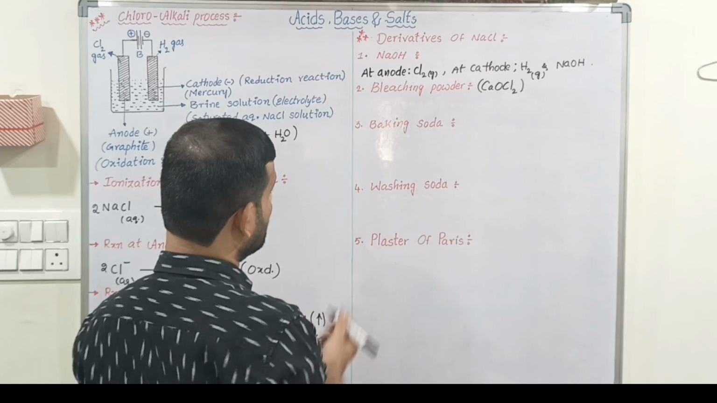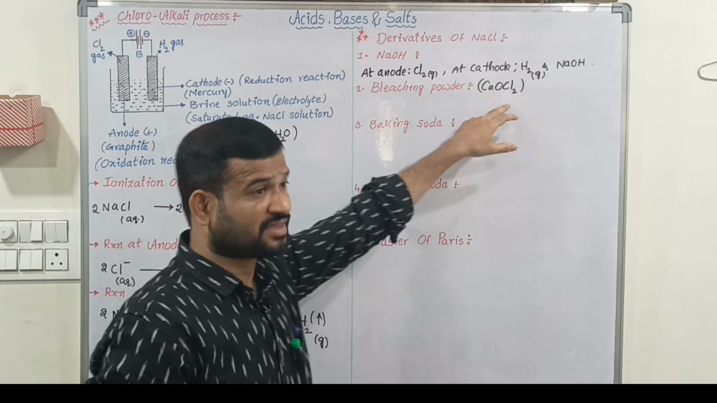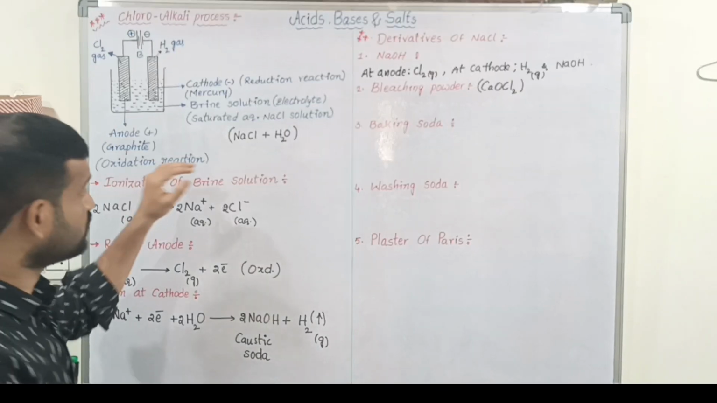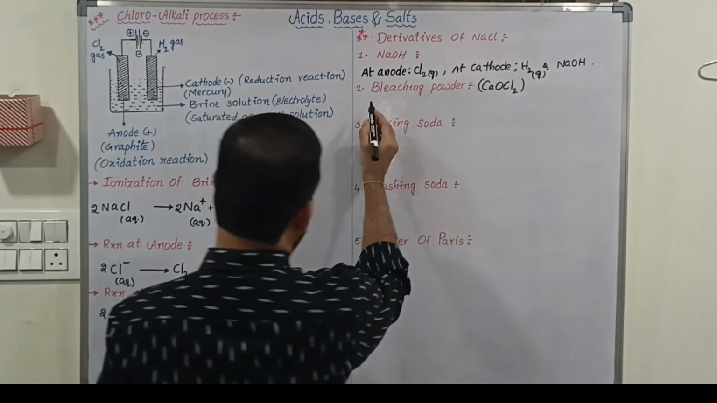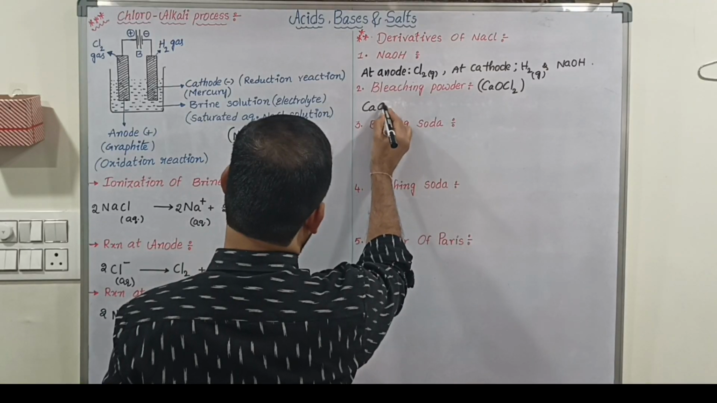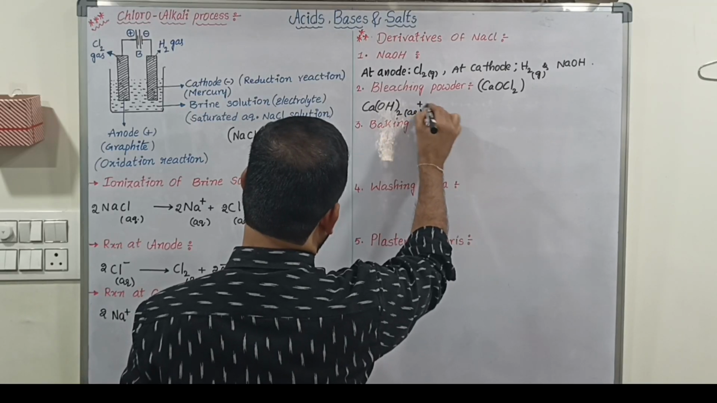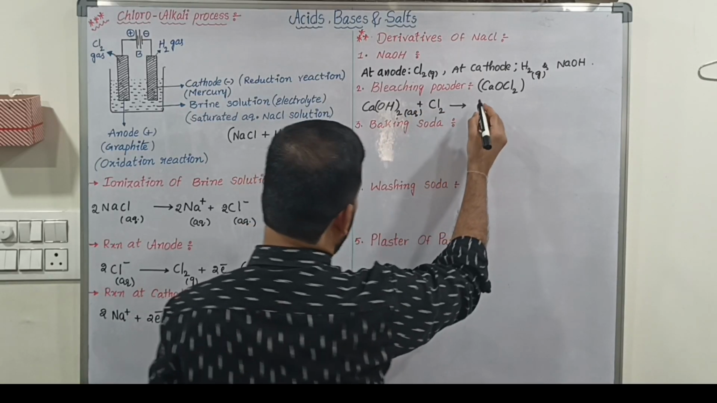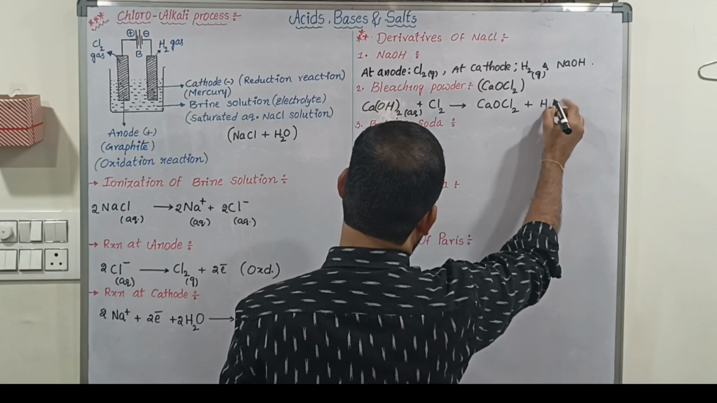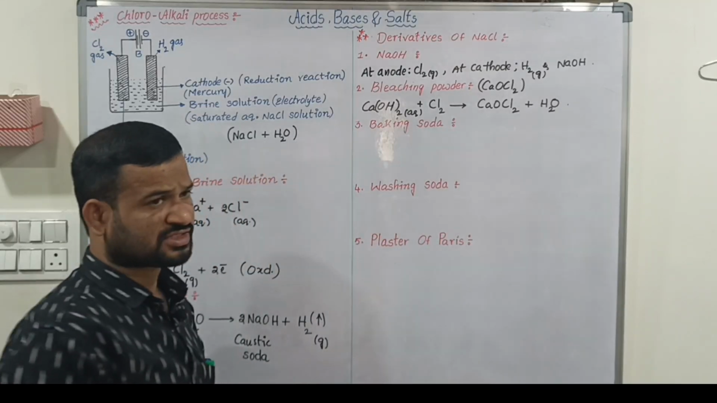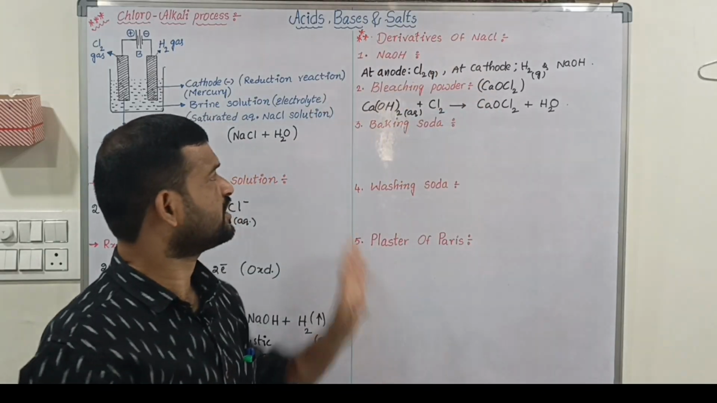Chlorine gas is obtained in the chloroalkali process using sodium chloride only, so it is also a derivative of sodium chloride. Whenever we pass chlorine gas through lime water, Ca(OH)2, aqueous lime water, then what will happen? CaOCl2 plus H2O. Calcium oxychloride and water are formed. CaOCl2 is called bleaching powder.